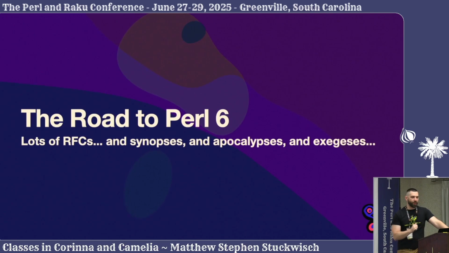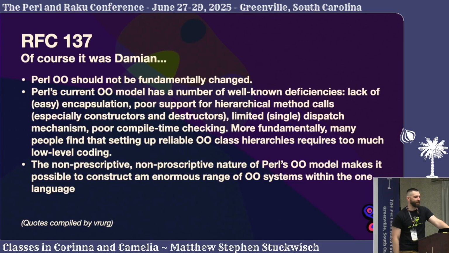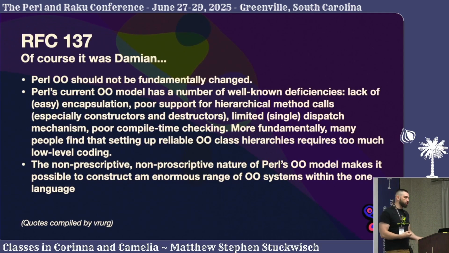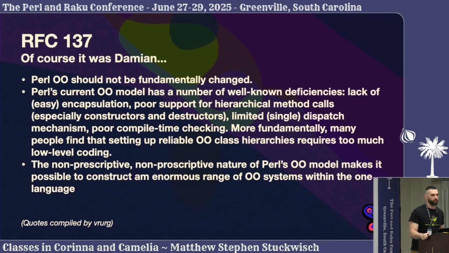And one of the RFCs is RFC 137. Anyone want to take a guess who wrote it? Of course it was Damien, right? But he had some interesting comments about what OO should look like and what the class model should look like. First off, he said it should not be fundamentally changed.